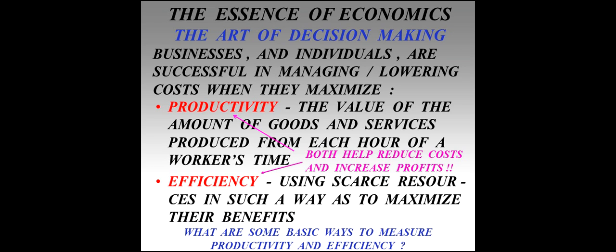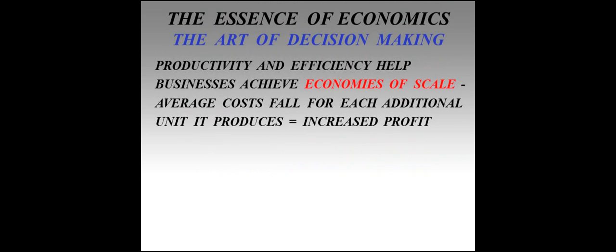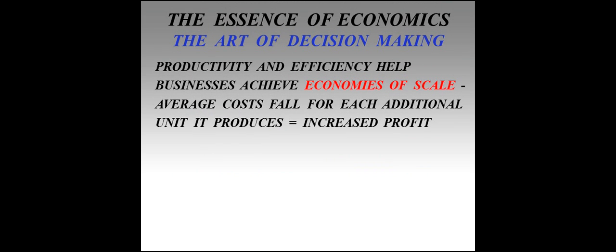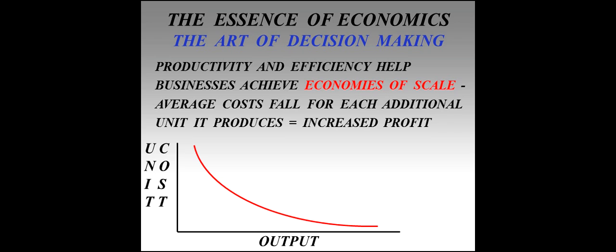Now we're going to take a look at some basic ways to measure these two very important concepts, productivity and efficiency. First of all, businesses know that they are making progress in improving productivity and efficiency when they reach economies of scale. Economies of scale is when average costs fall for each additional unit the business produces and results in increased profit. If we were to draw a picture of this, it would look something simply like this. As output increases, the unit cost of producing each item falls.